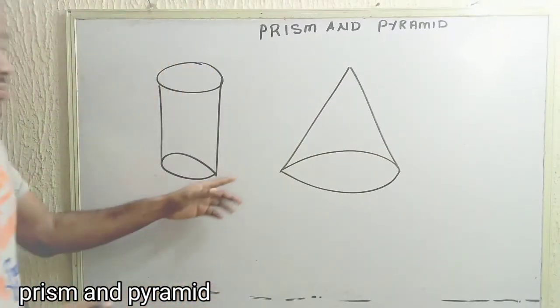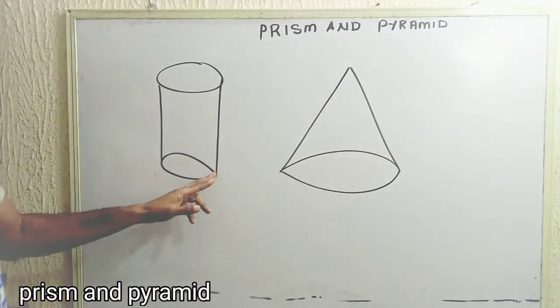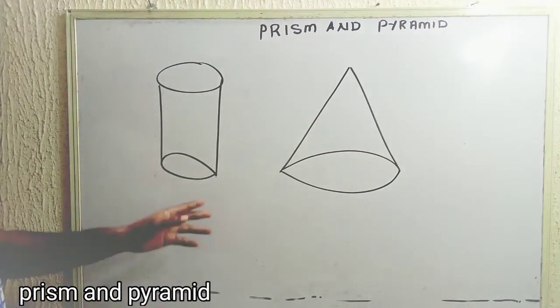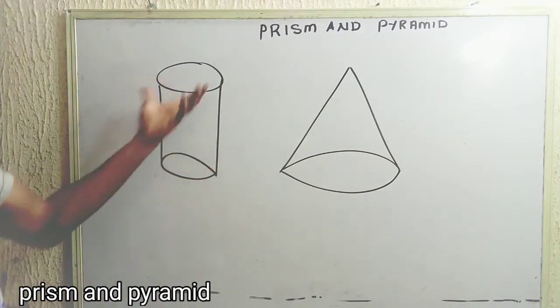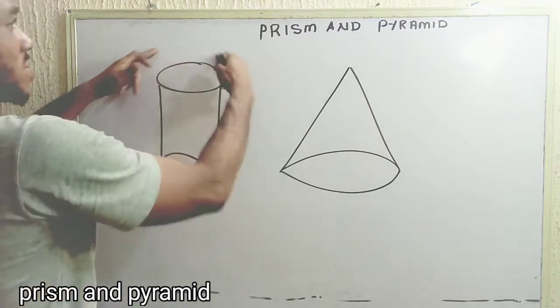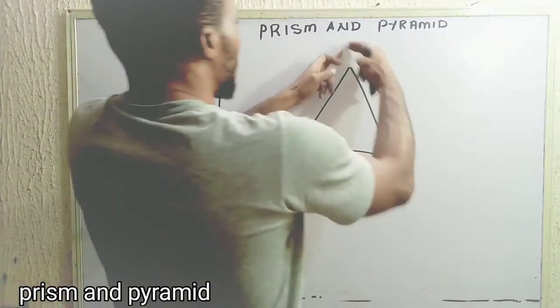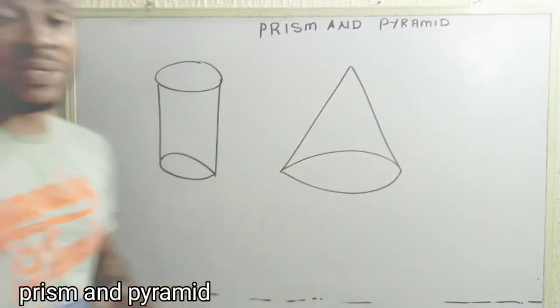Remember, the base is not necessarily a circle. It could be a square, it could be a rectangle, it could be any other shape that is forming the base. But once they are not meeting at a point, it's regarded as a prism. But when they begin to meet at a point, it is called a pyramid.